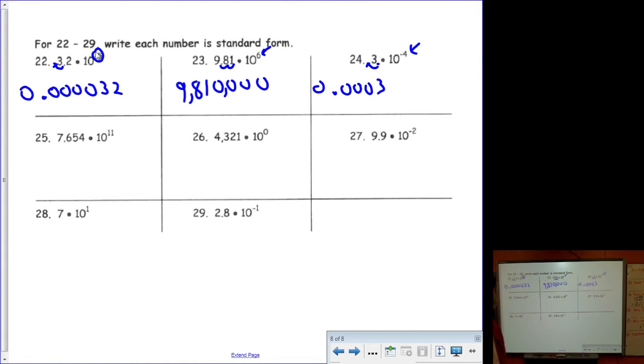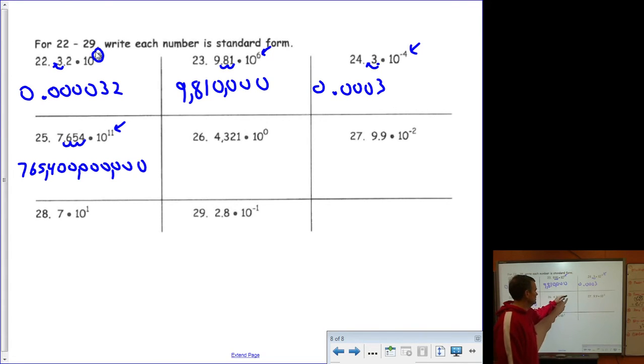Number 25, I need to move the decimal 11 spots to the right. So there's 3 spots. I need 8 zeros to go 11 spots. So 7, 6, 5, 4, and 8 zeros. 1, 2, 3, 4, 5, 6, 7, 8. Comma, comma, comma. There we go.